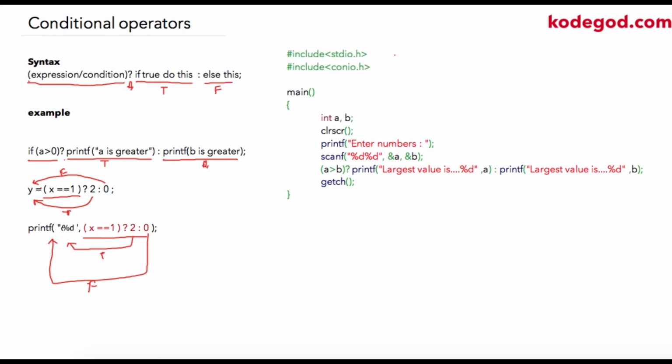Here is the program for finding the largest value from two numbers. I'm asking the user to enter two numbers, A and B. If A is greater than B, question mark, I'm directly going to print largest number is A, else largest number is B. For example, let's say the user has entered 10 and 20 as A and B. So 10 greater than 20 is false, so the program will print largest value is B.